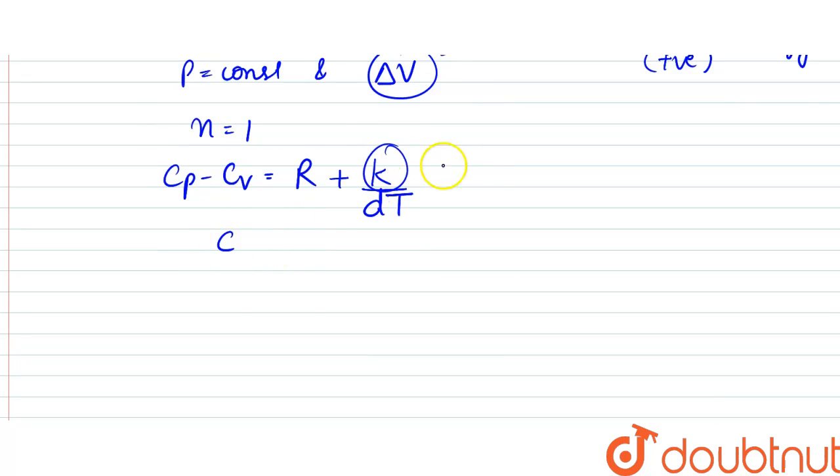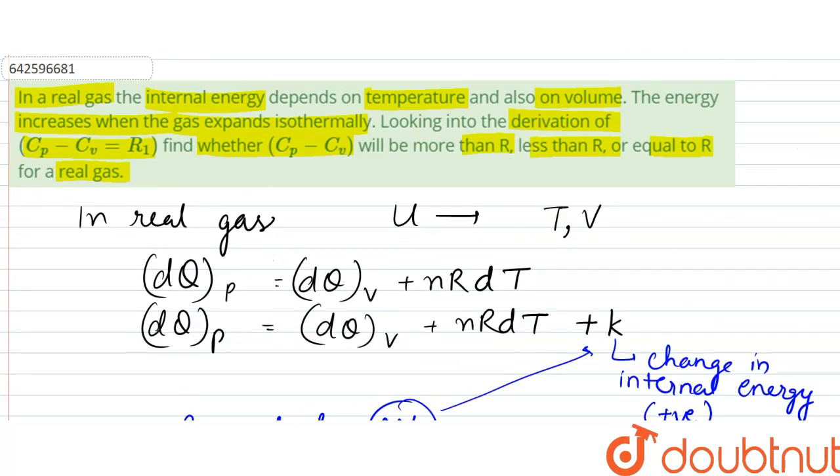So since K is positive, dT is also positive. Pressure is kept constant, volume is increased, so therefore the temperature would also increase. So Cp minus Cv can be written as greater than R. So here the value would be greater than R. So our answer would be more than R.